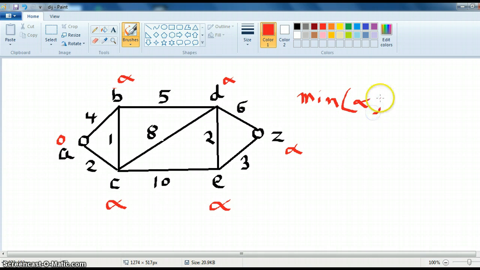infinity and 0 plus 2. That is the cost of A, that is 0, and the cost between A and C, that is 2, and the cost of C is infinity. Okay, we will take the minimum one. So here the minimum between infinity and 0 plus 2 is 2. So we will update C with 2.